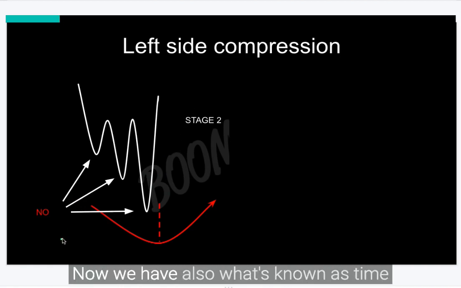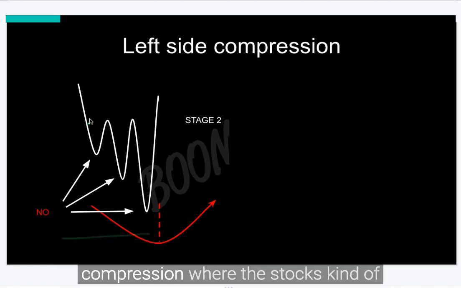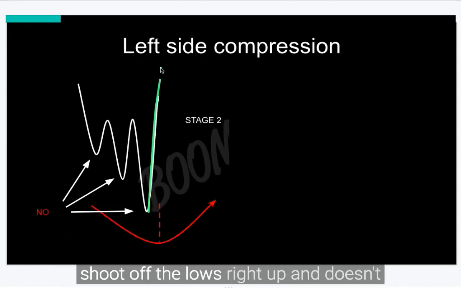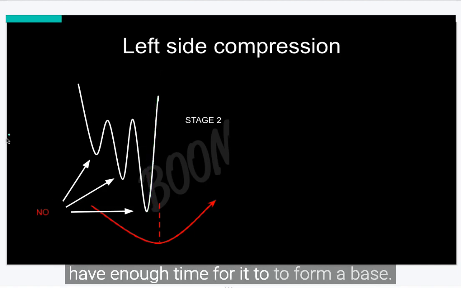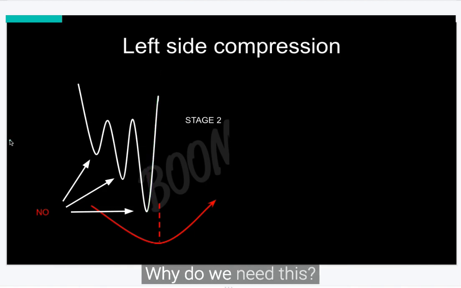Now, we have also what's known as time compression, where the stock shoots off the lows right up and doesn't have enough time to form a base. Why do we need this?